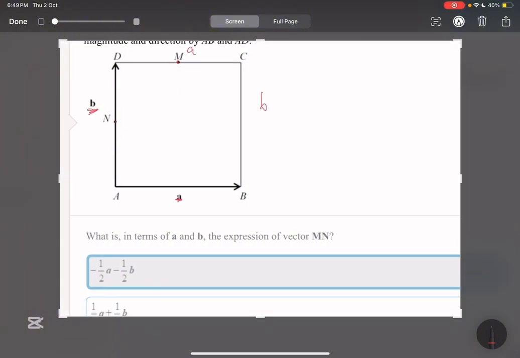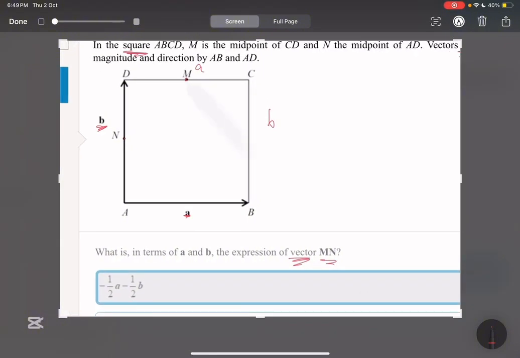it wants the vector MN, okay? So MN is from M, sorry, the initial is M, and it ends at N, okay? So we have to start from M and go like this to N, okay? So that's basically the track that we will use to solve this. So first we have to go from M to D. How do we go from M to D?